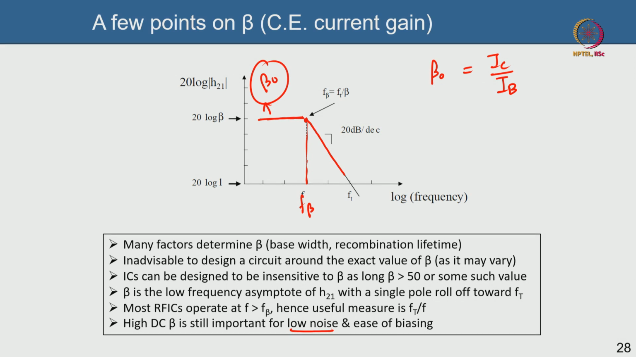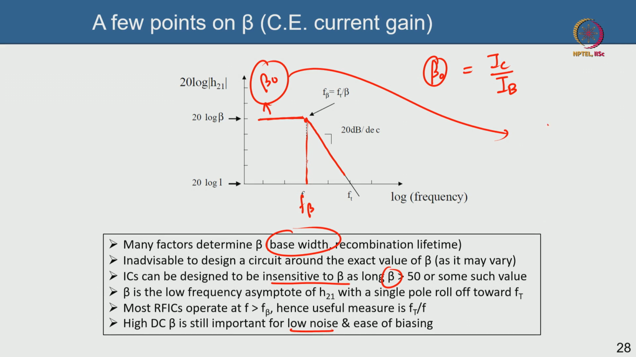However, this beta will depend on many things, as I said. The base width will keep changing with collector base bias. It depends on recombination lifetime, and also on the doping in the base. So many factors can affect the beta. So if you design a circuit with the exact value of beta, it may be dangerous because the beta can depend on so many process parameters, so many device fabrication parameters. So the people who design RF circuits in a BJT or HBT typically design such that the design is insensitive to beta, as long as beta is good.